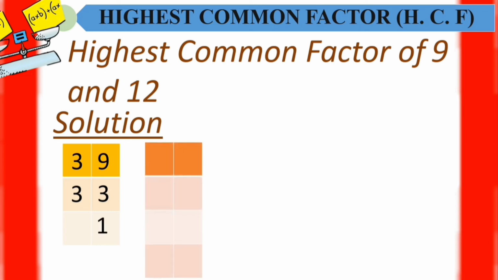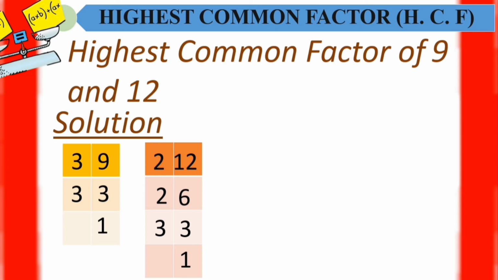Next, we'll find the factors of 12. Can 2 go into 12 with no remainder? Of course, yes. 2 into 12 is 6. Can 2 still go into 6 with no remainder? Of course, yes. 2 into 6 is 3. 2 can no longer go into 3 with no remainder, so we go to the next number, which is 3. 3 can go into 3 with no remainder. 3 into 3 is 1.